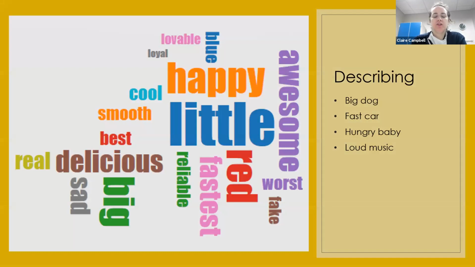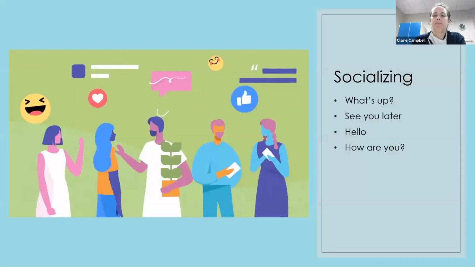We use a lot of words for describing. So we talked about before our adjectives, we have a big dog, a fast car, a hungry baby, loud music. So I would definitely recommend, if you are working on Fringe, trying to start adding in some of those describing words, some of those adjectives to increase that MLU. Until you start adding in the core words, you're never going to have an increased MLU.